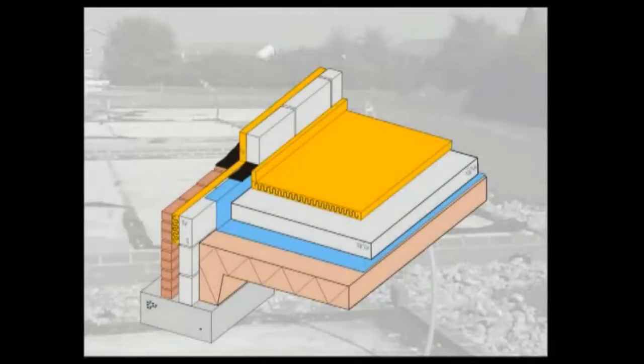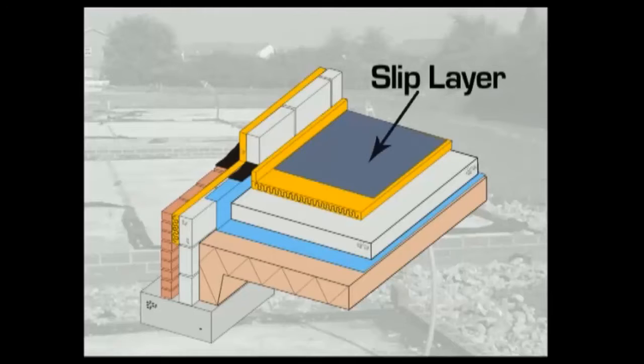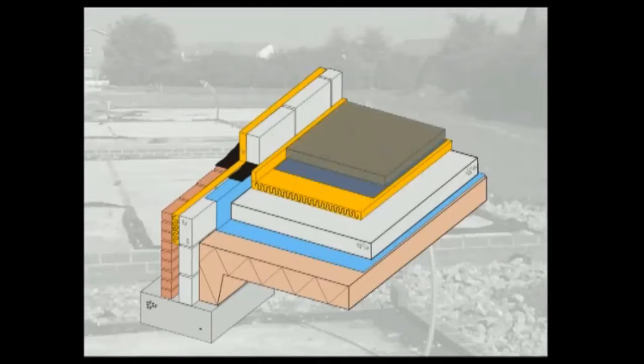If a designer requires a screed rather than chipboard, it should be separated from the insulation boards by a thin slip layer. The screed may also need reinforcing with a thin mesh to prevent cracking.